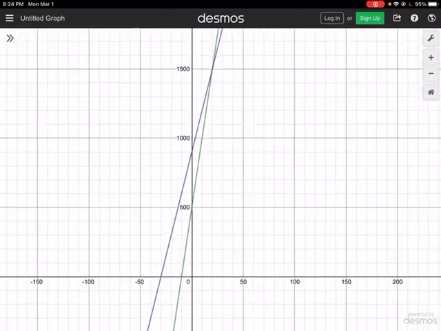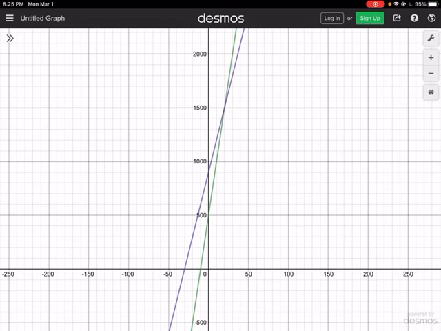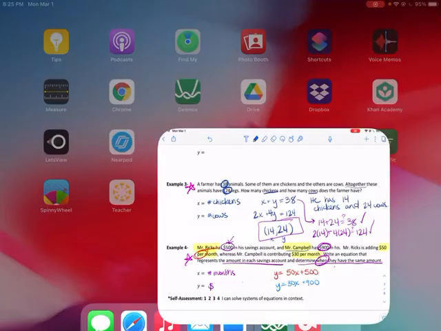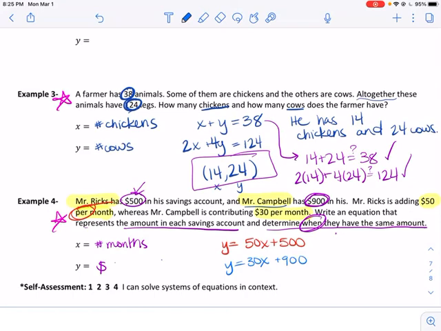Oh, it goes on a long ways. Wow. Okay, so then they intersect right there. And that point of intersection is 20, 1500. I'm going to write this over here so I have some space to answer my question. 20, 1500.